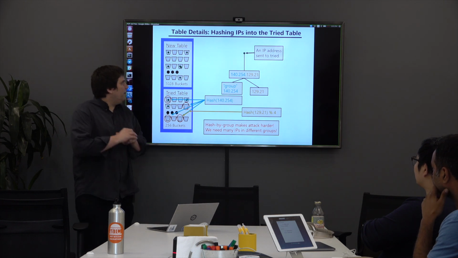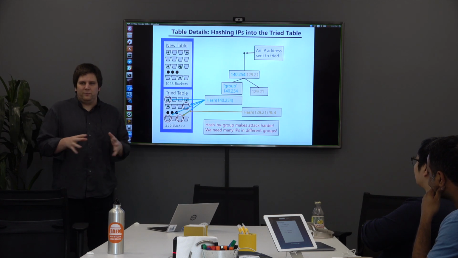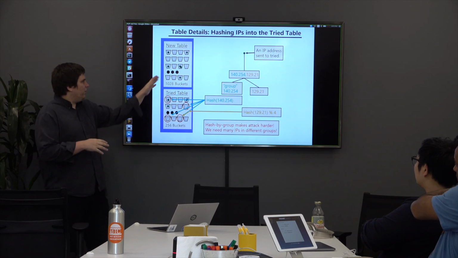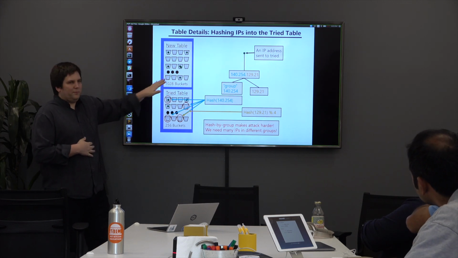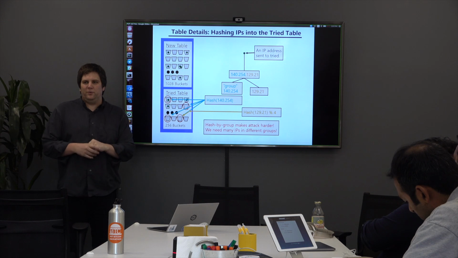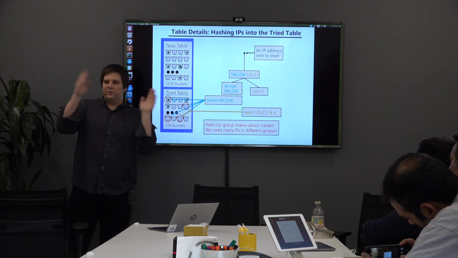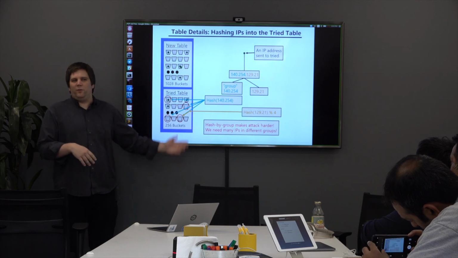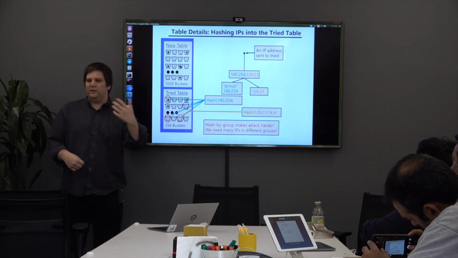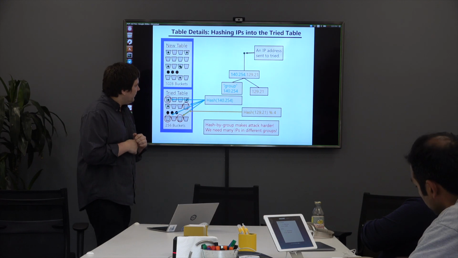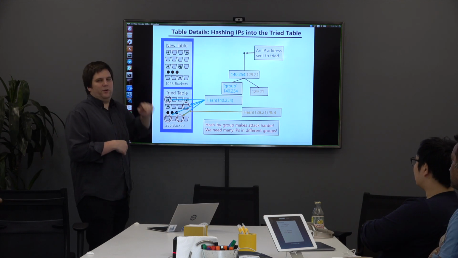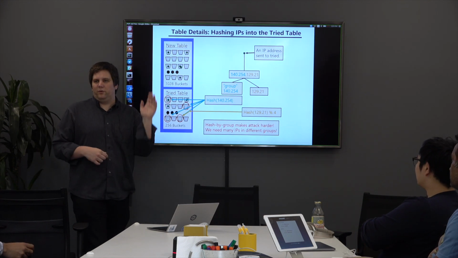So how do IPs get into the tried table? We're actually not going to look at the new table in much detail, because it turns out the new table is trivial to fill up with trash. Since the node doesn't check them, you just fill it up with trash. You'll never have to worry about a node that you're attacking pulling anything from the new table, because it'll all be IP addresses that are totally unroutable.